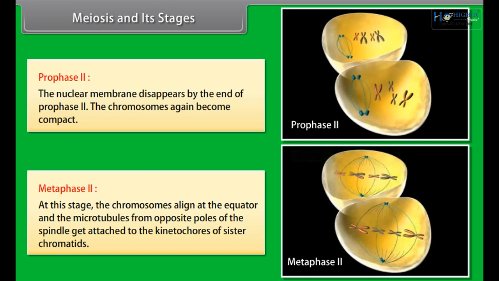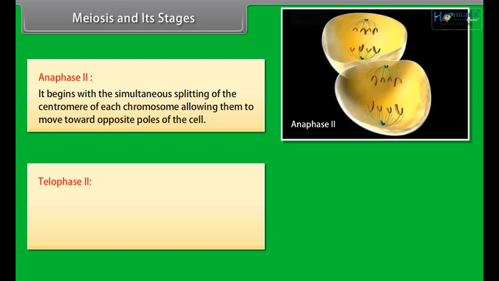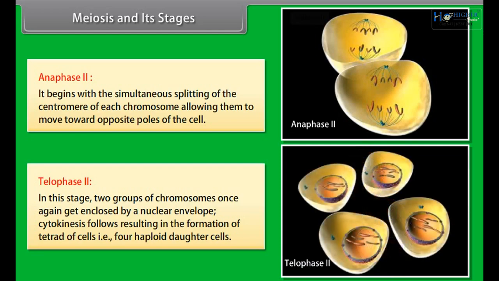Similar to mitosis, metaphase 2 is followed by anaphase 2. Anaphase 2 begins with the simultaneous splitting of the centromere of each chromosome, allowing them to move toward opposite poles of the cell. The last stage of meiosis is telophase 2. In this stage, two groups of chromosomes once again get enclosed by a nuclear envelope. Cytokinesis follows, resulting in the formation of the tetrad of cells, that is, 4 haploid daughter cells.